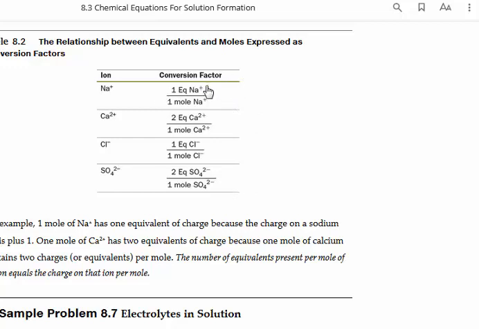And we've already seen that 1 mole of sodium is 1 equivalent of sodium, 1 mole of calcium is 2 equivalents of calcium. But here are 2 examples of anions. So 1 mole of chloride is equal to 1 equivalent of chloride because chloride has a -1 charge, and 1 mole of sulfate is equal to 2 equivalents of sulfate because sulfate has a -2 charge.